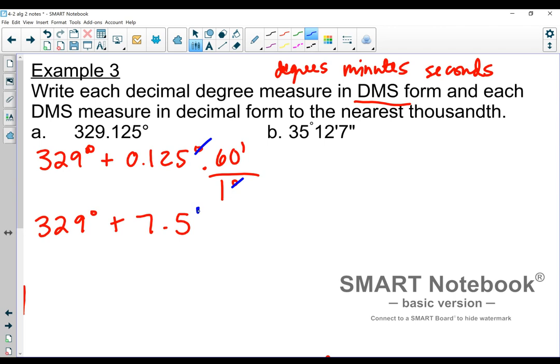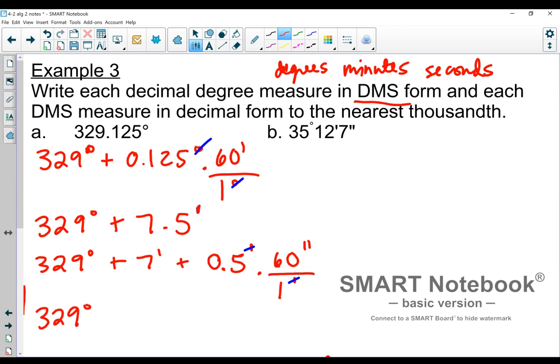And now I am left with minutes. So now I have the 7 as a whole, so I'm happy with that. 329 degrees plus 7 minutes plus, the problem is I don't want to have decimals, so 0.5 minutes. Now I know that in 1 minute, there's 60 seconds, so 60 seconds per 1 minute. And now I have minutes, so the minutes will drop out of there. When I do 0.5 times 60, I have 30, and that's going to be 30 seconds.